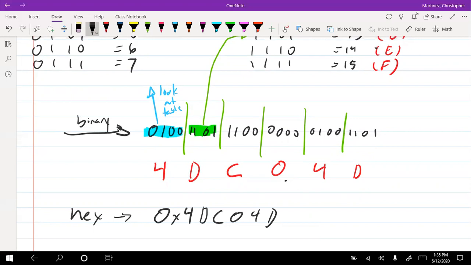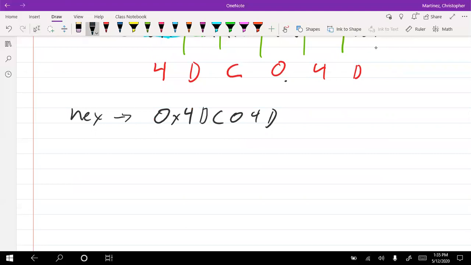Now, this is going to be a little bit easier. Like we said, try to express it to another person. It's easier to say, okay, I want you to write down a number: 4D, C0, 4D. Very easy to represent. Once that person writes down that number, they can go and they can do the opposite. They can take the hex and convert it into binary. So let's do that now.